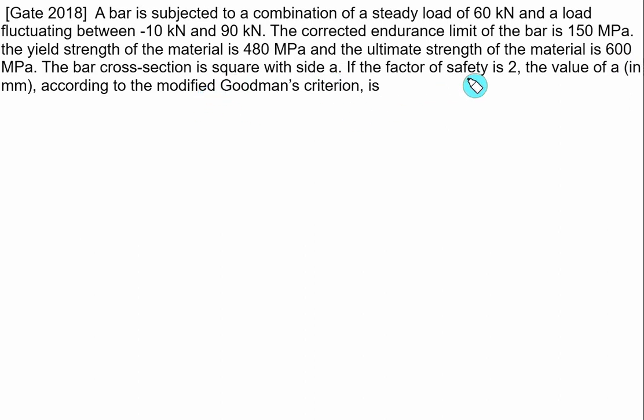The factor of safety is equal to 2. The value of A you have to find out. That is the area you have to find out. And since it is a square, if you know the area, the square root of the area will be equal to the side A. You have to use the modified Goodman criteria.